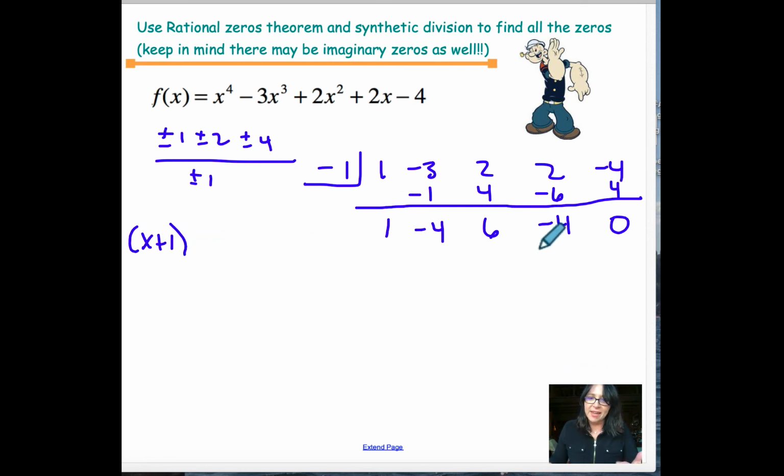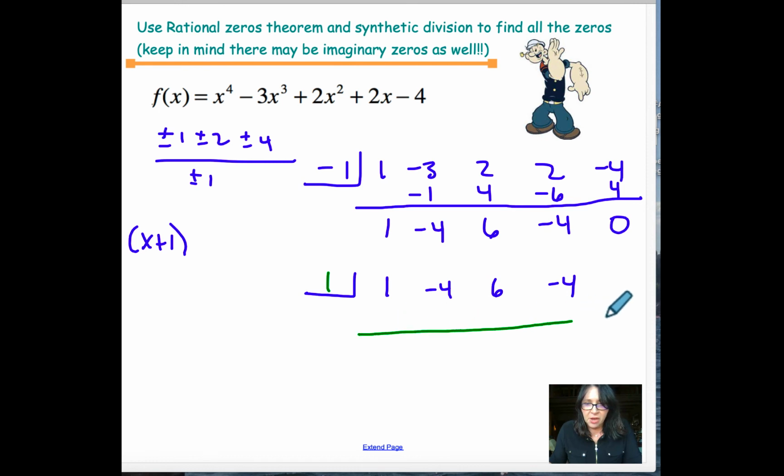So now I have to take these values right here: 1, negative 4, 6, negative 4. And now I need to come up with another factor that possibly might go through. I'm going to try 1 and see what happens. 1 times 1 is 1. I get negative 3, then 3. That's not going to work.